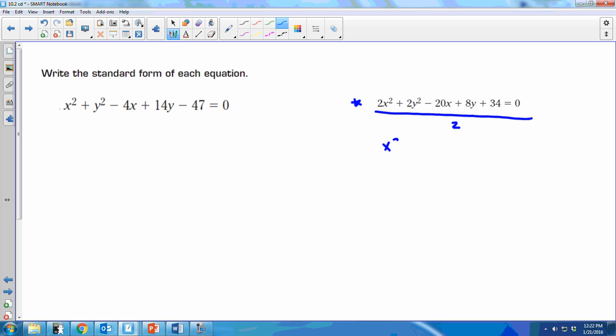So we have x squared plus y squared minus 10x plus 4y plus 17. I want you to do this example. I want you to go through it and work it out. And at the end, I want you to tell me the center and the radius of the circle as well. So rewrite it in standard form, and then give me the center and the radius.